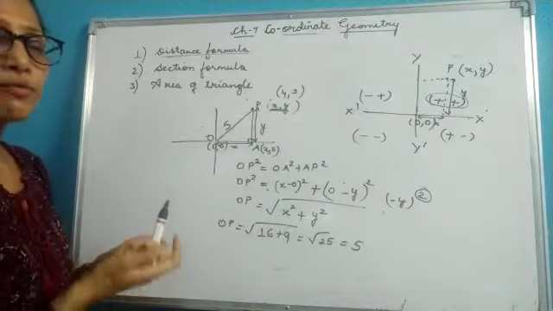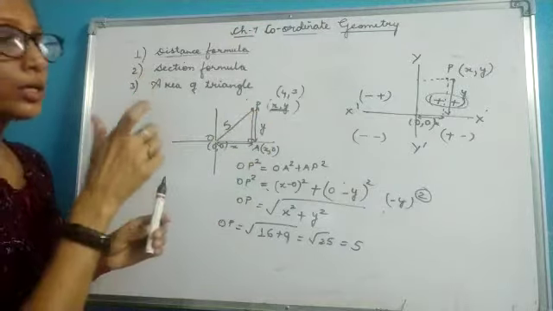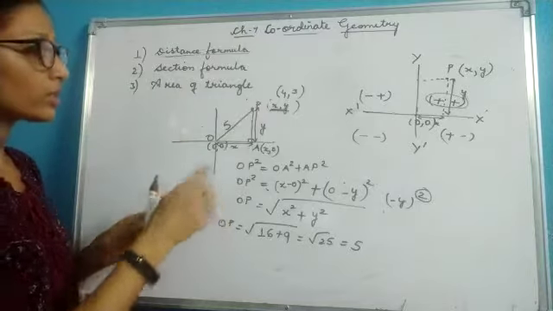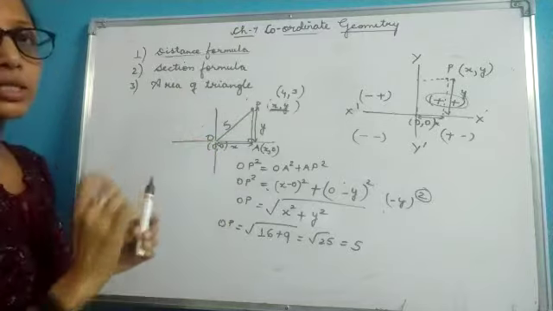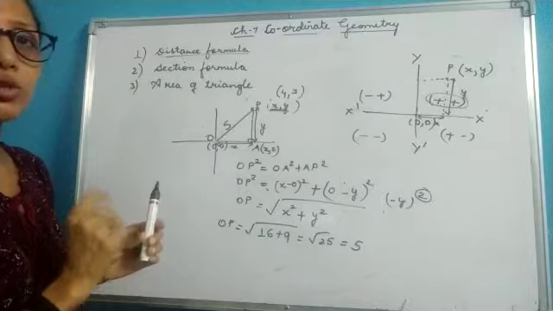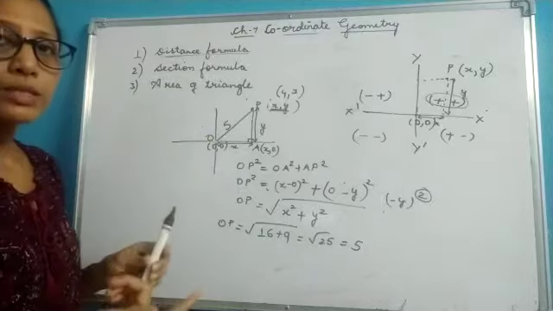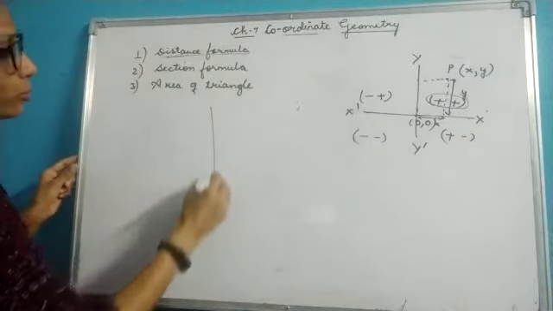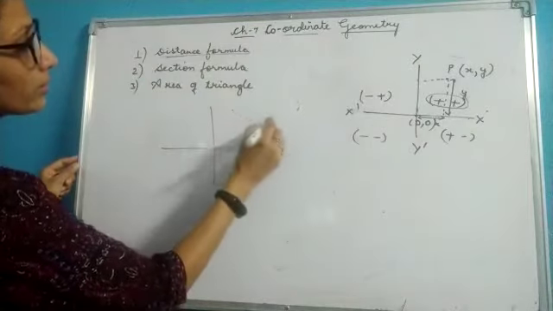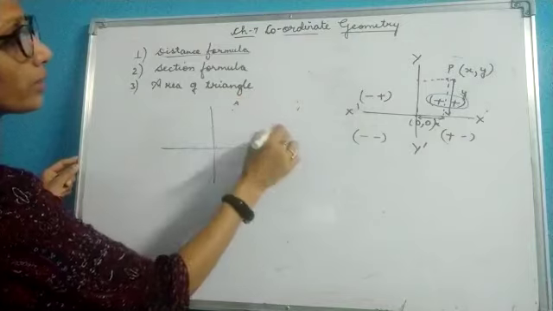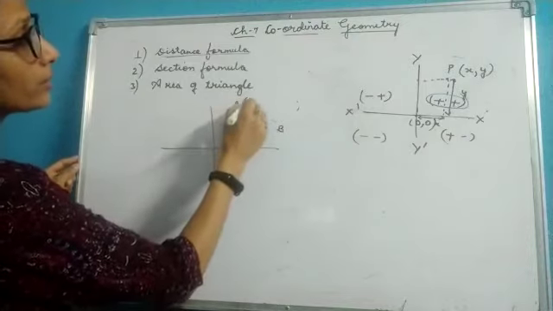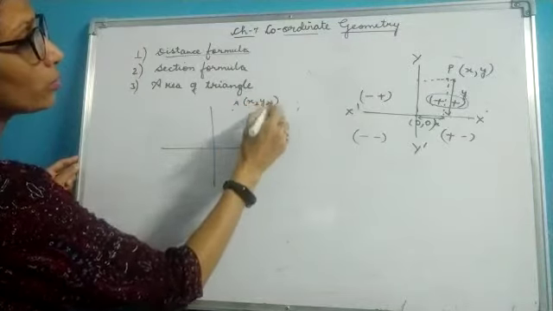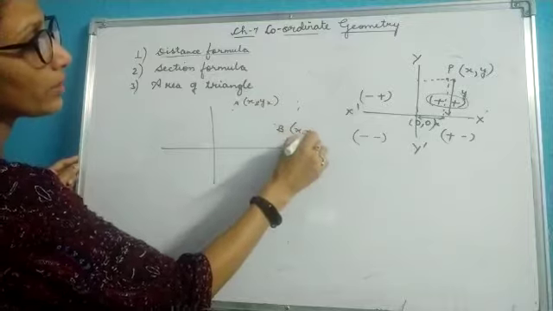Now let's see if you are finding the distance between 2 points where the second point is not located at the origin, but at some other place. Let's suppose 2 points are located like this. This is your A, this is your B. Let this be x2 and y2, and this be your x1 and y1.